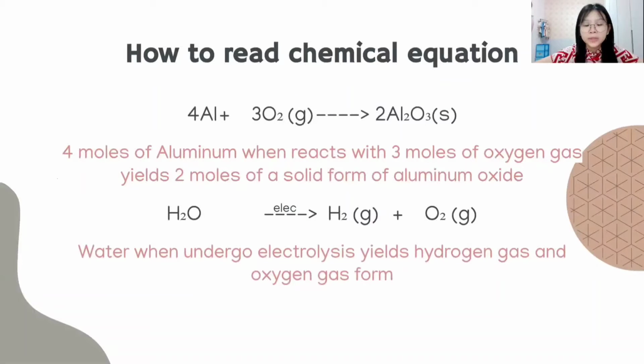Number 1, we read the equation as 4 moles of aluminum when reacts with 3 moles of oxygen gas yields 2 moles of solid form of aluminum oxide. Number 2, we read that as water will undergo electrolysis yields hydrogen gas and oxygen gas form.